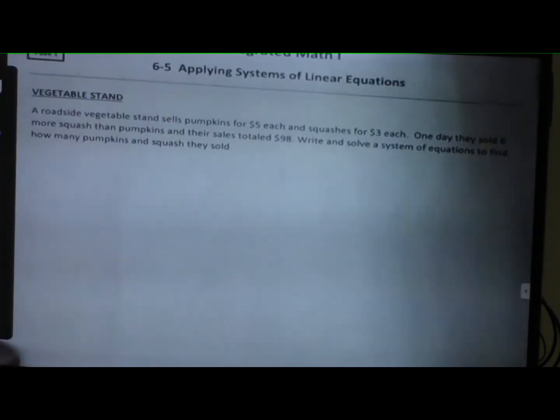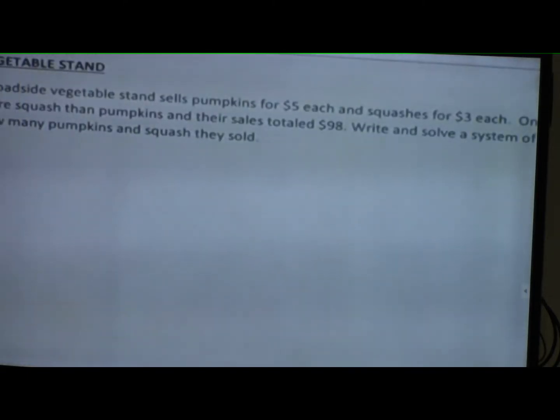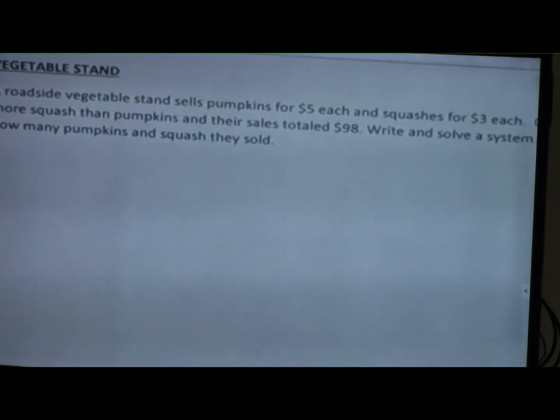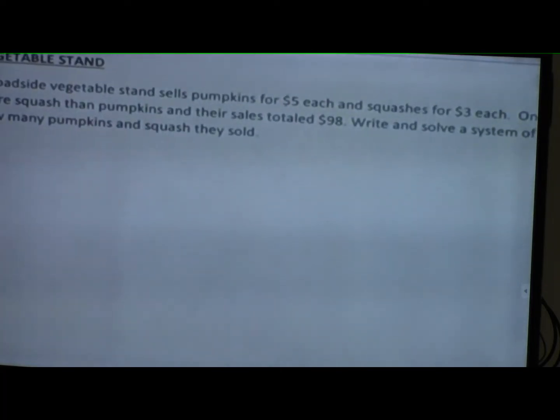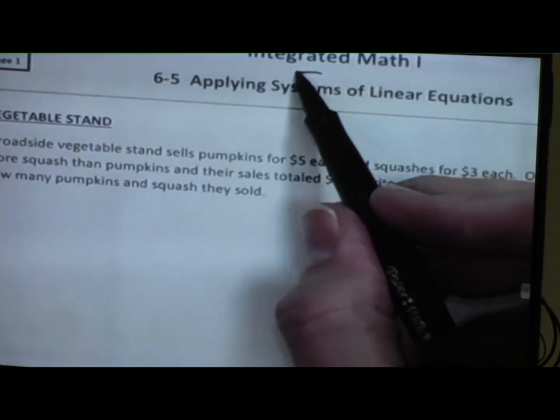So I have 6 examples here. One of them is a different kind of thing that I'll look at and show you, but the other ones are the ones I want to focus on. Okay, so let's think about this. The title of this is Applying Systems of Linear Equations.